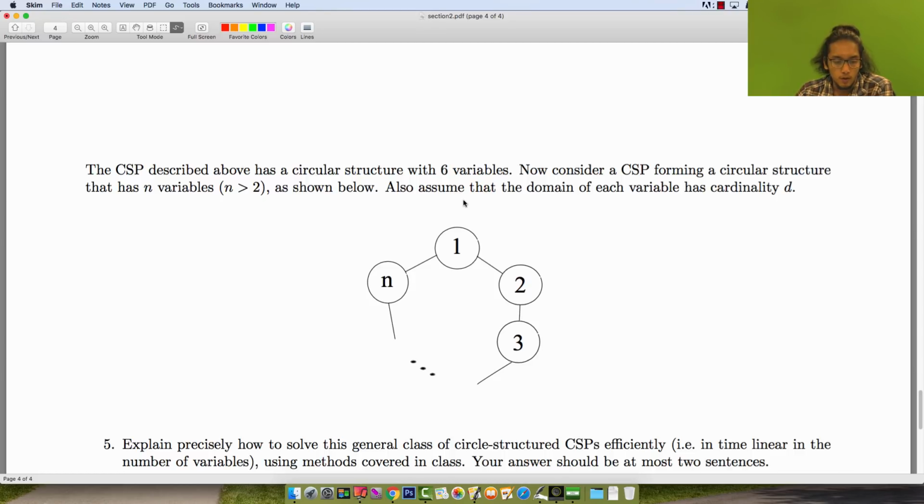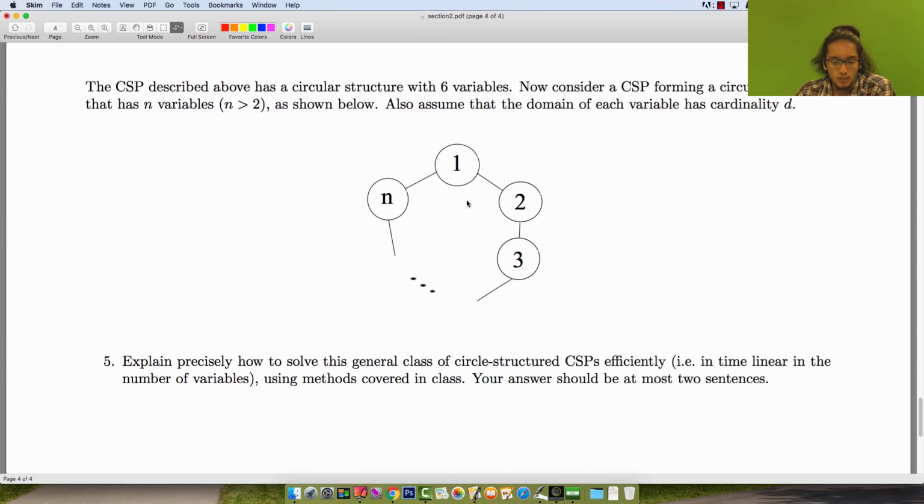Okay, now let's move on to part 5 and part 6. So these deal with a modified version of the above scenario, where instead of having 6 nodes which are all connected in this circular manner, now you have n nodes in general which are connected in this kind of circular pattern, right? And all of the constraints are binary constraints, and they are constraints on adjacent variables, similar to how it's shown over here.